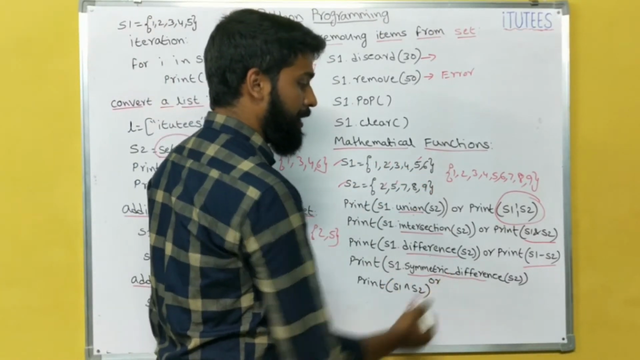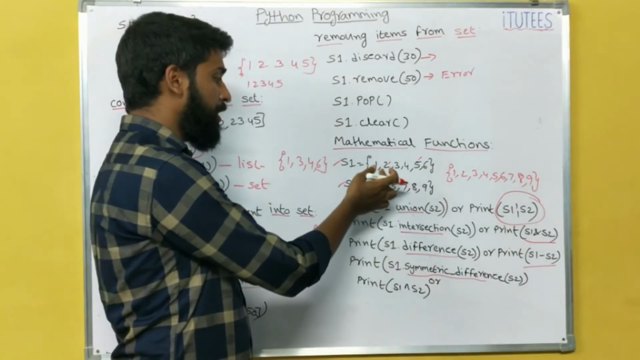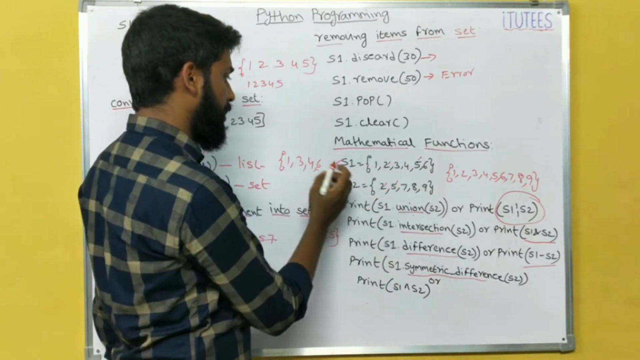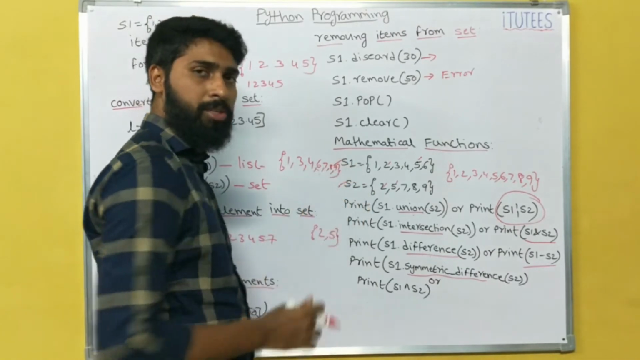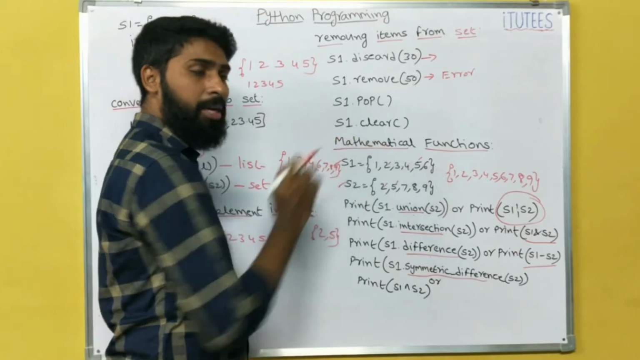S1.symmetric_difference: symmetric difference is all the elements in S1 and S2 except the common ones. If it is S1 minus S2, that means S1 difference S2, then it returns the elements only in S1.